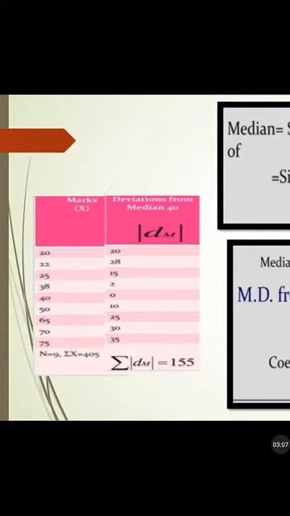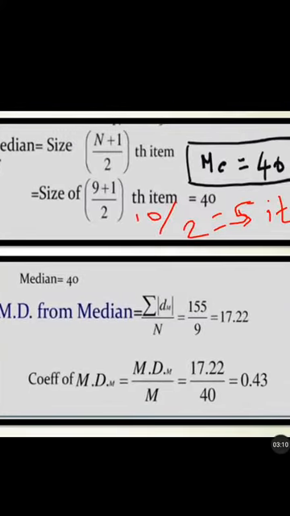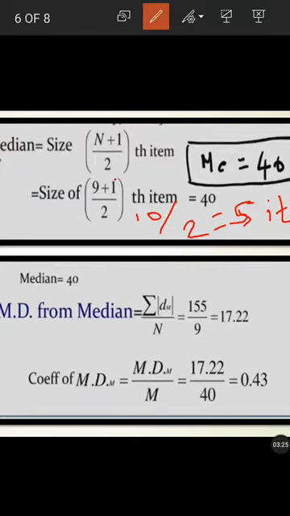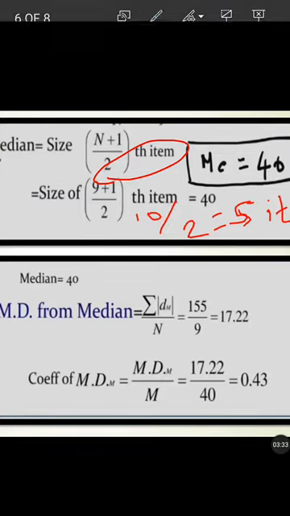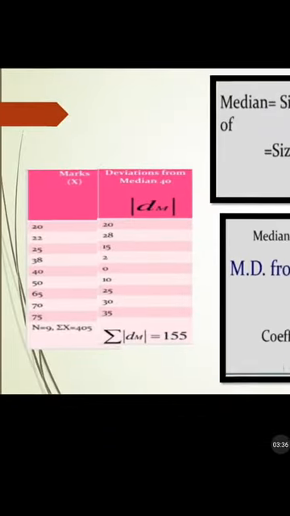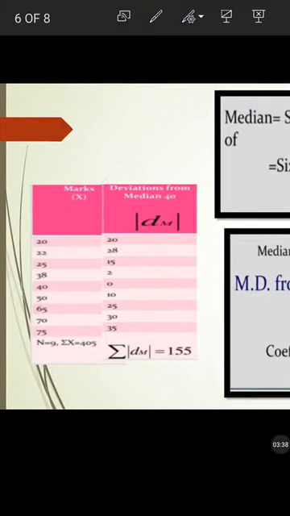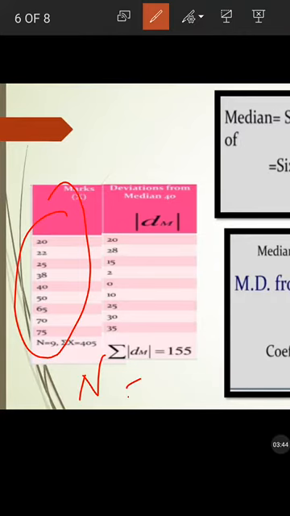Now we are going to apply the formula. Median is equal to size of (n plus 1) by 2 th item. I have written it as th item; you have to combine it and say it that way. What is n? n is the number of values in x. How many values are given here? Just count them. There are 9 values, so n is equal to 9.